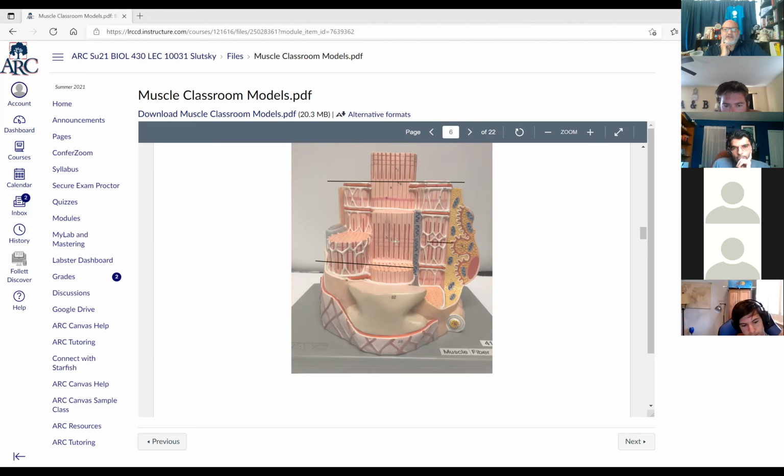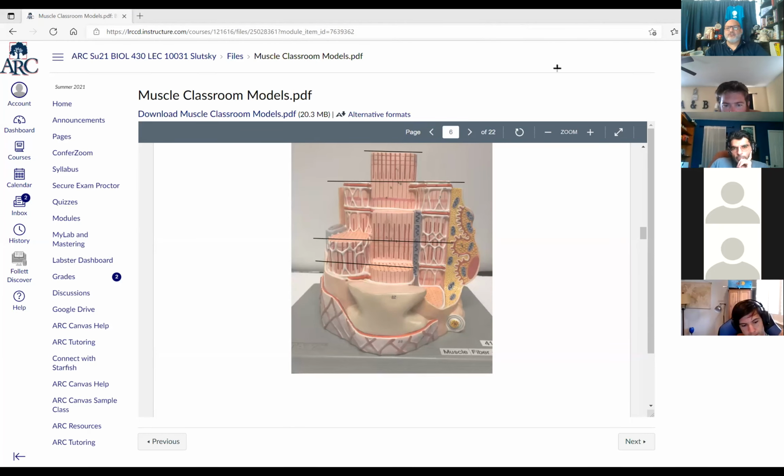Notice this one here cuts right through the myomesin. That's our M line. And notice up here, it's cutting through just our myosin. That was the H zone. So notice this shows that really nicely.